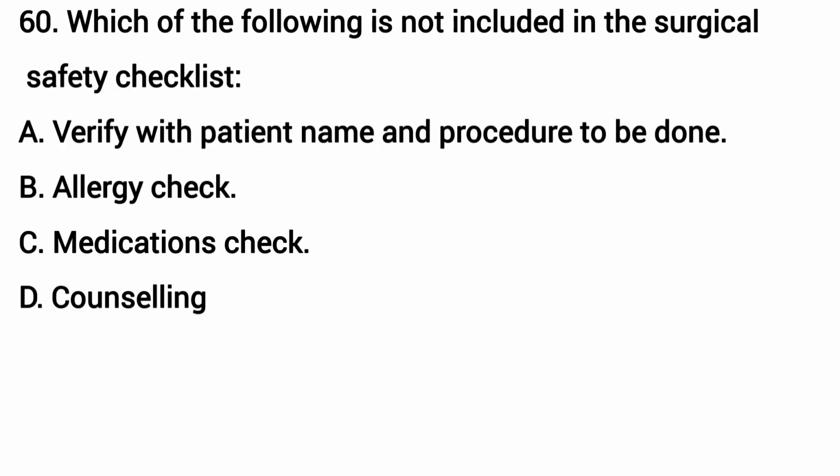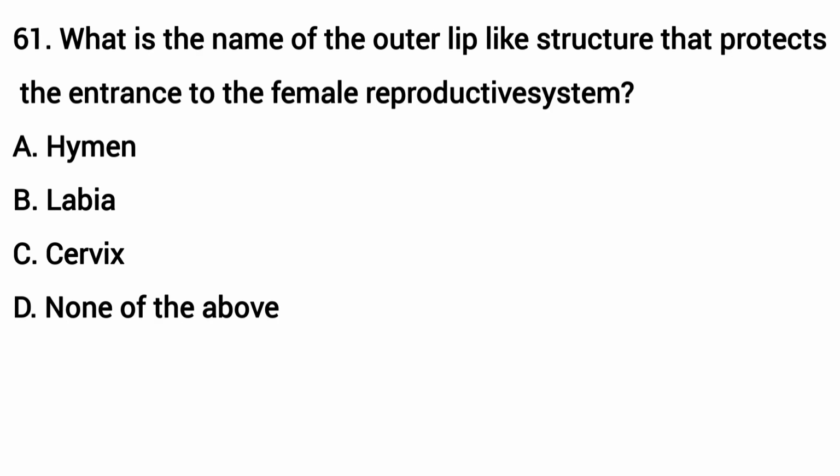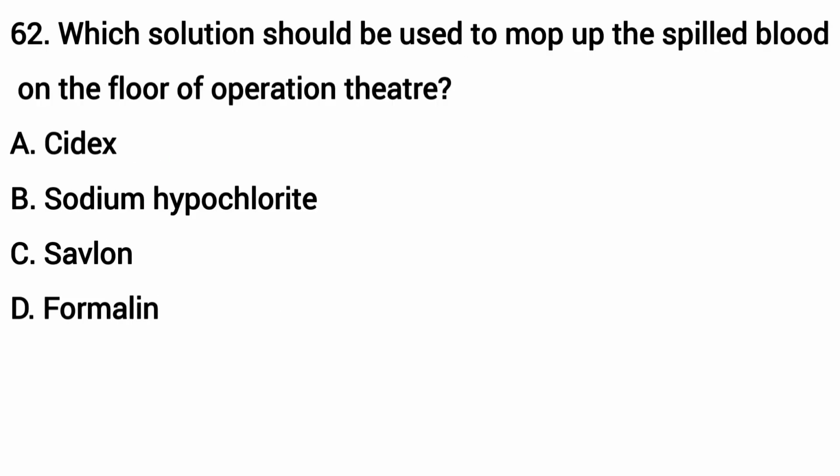Which of the following is not included in the surgical safety checklist? The answer is D. Counseling. What is the name of the outer lip like structure that protects the entrance to the female reproductive system? The answer is B. Labia. Which solution should be used to mop up the spilled blood on the floor of the operation theatre? The answer is B. Sodium hypochlorite.